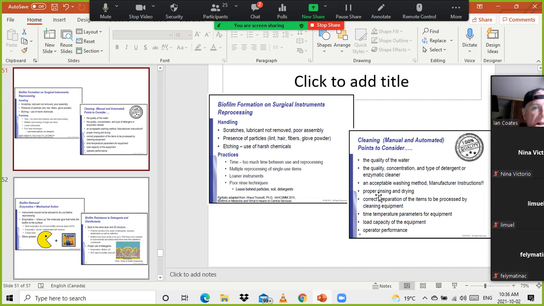What do we got here? There are points to consider. The practices here, when we're talking about time: too much time between use and processing. You can't let something sit there for 5 years and expect it to still be sterilized. Yeah, these are the things, and you got to do things right. You guys can have a look at these there.